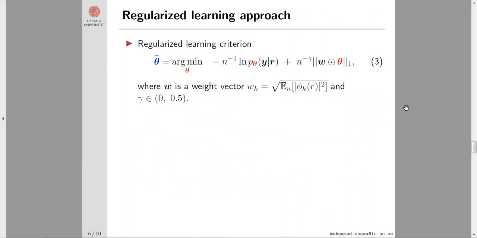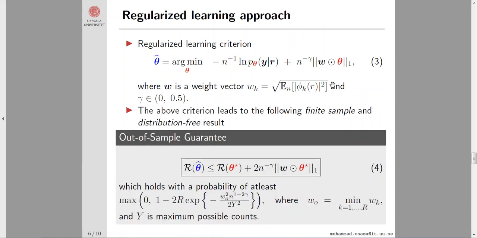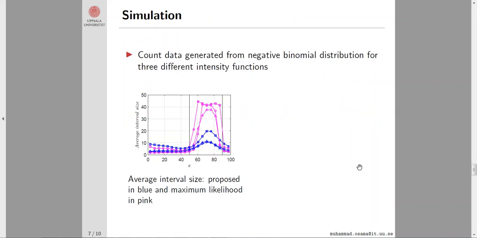So we propose the following criteria, and this criteria leads to a provable out of sample accuracy guarantee. We can prove that the loss at theta hat learned using equation 3 would be close to the optimal loss according to equation 4. And this theorem basically leads to tight intervals.